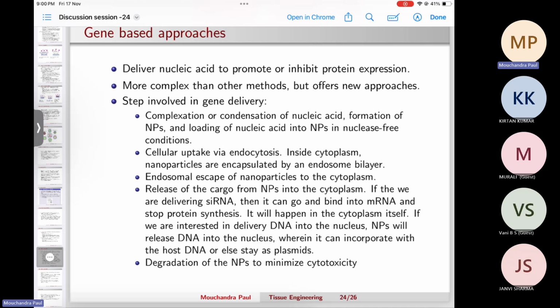The cargo means the nucleic acid is released. But what about the nanoparticle? It cannot just stay there in the cytoplasm. So you want to use a material that will biodegrade, and when it undergoes degradation, it should not cause toxicity to your cells. So these are a few steps on how to deliver a gene. And through that gene delivery, we are basically going to control gene expression, growth factor expression, and thereby moderate cell behavior.